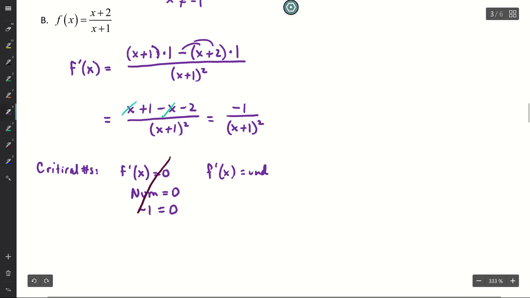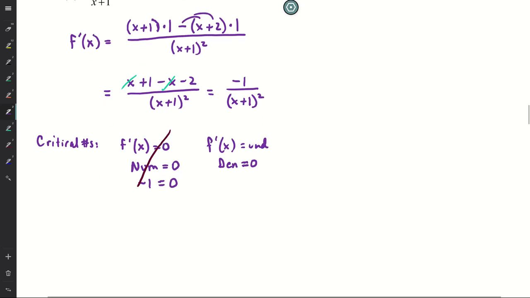So that's out. For finding where the derivative is undefined, if you have a rational function, essentially you're going to set the denominator equal to 0. However, we have discovered that you don't have to actually set the entire denominator equal to 0. You only have to set the factors equal to 0. So on this one, we have that x plus 1 factor in the bottom.